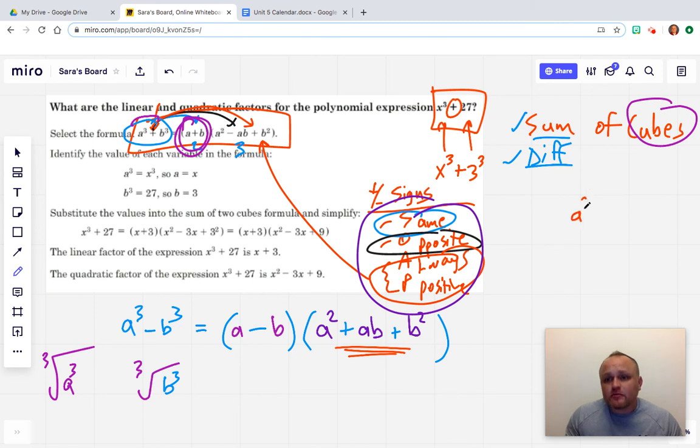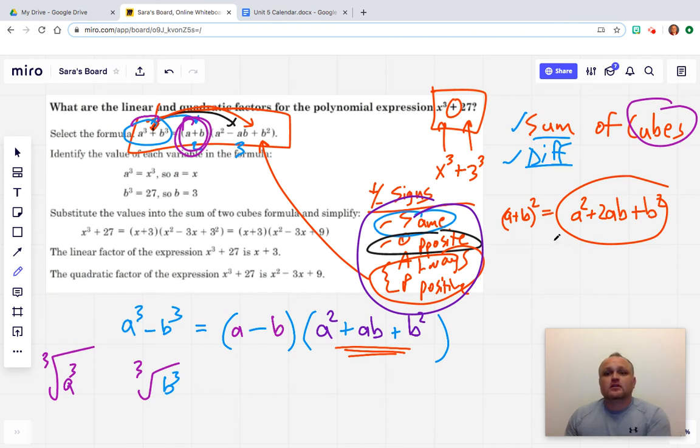Now you're probably looking at this, some of you, and you probably feel like, shouldn't there be a 2 in front of the AB? Nope, because this is not the same as sum and difference of cubes. This came from something that looked like this. If I were to FOIL this out, a plus b squared, it's like a plus b times a plus b. That would give me this.